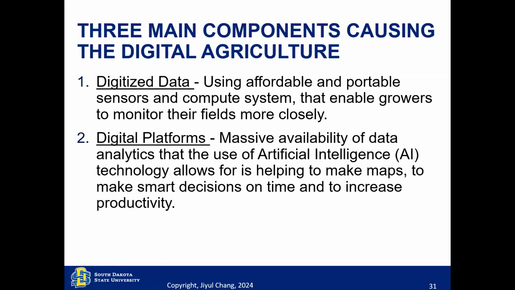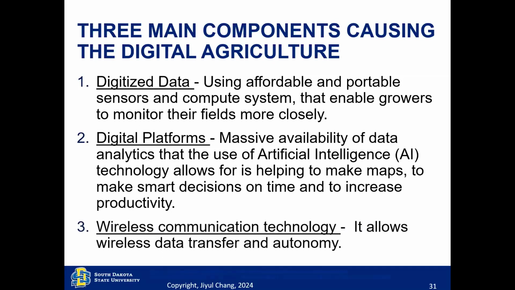So right now, there are so many different types of digital agriculture platforms. And the third one is wireless communication technology. It is very important and useful in the digital agriculture system because of data transfer. About 5 or 6 years ago, to transfer data, we used the PCMCIA card or USB jump drive. But right now, we don't need to do that. We need to transfer data through Wi-Fi in real time.